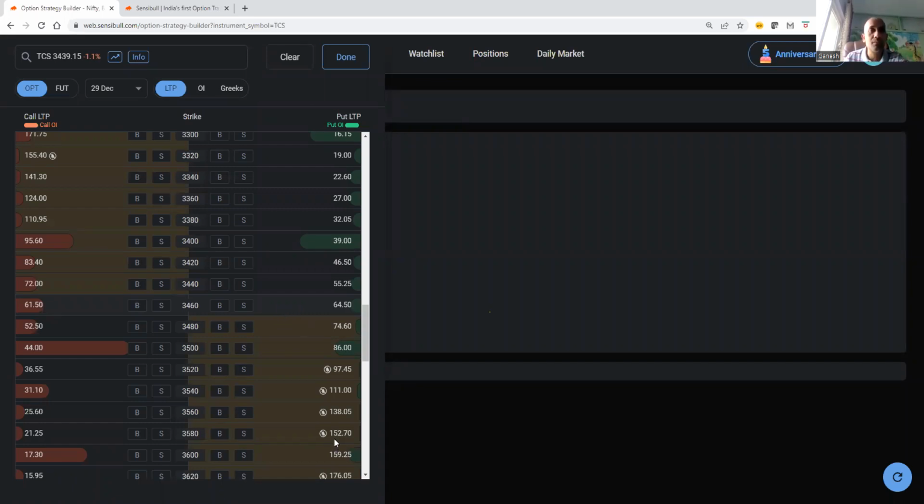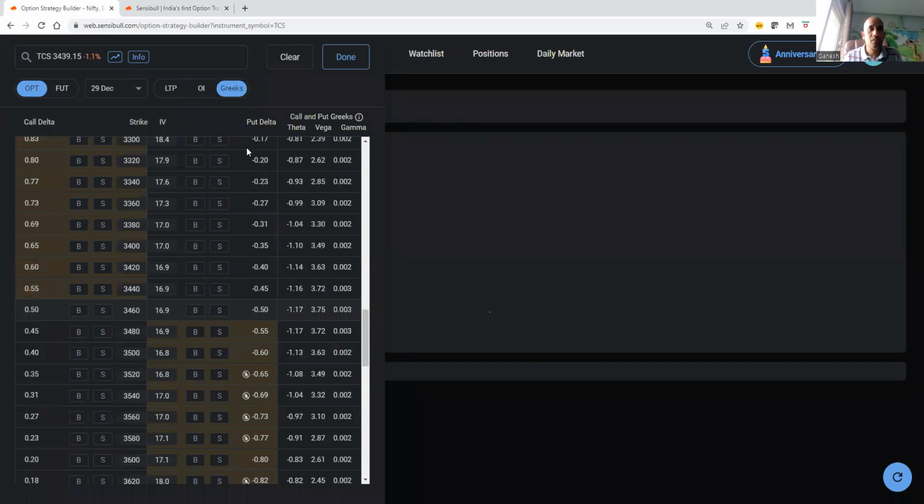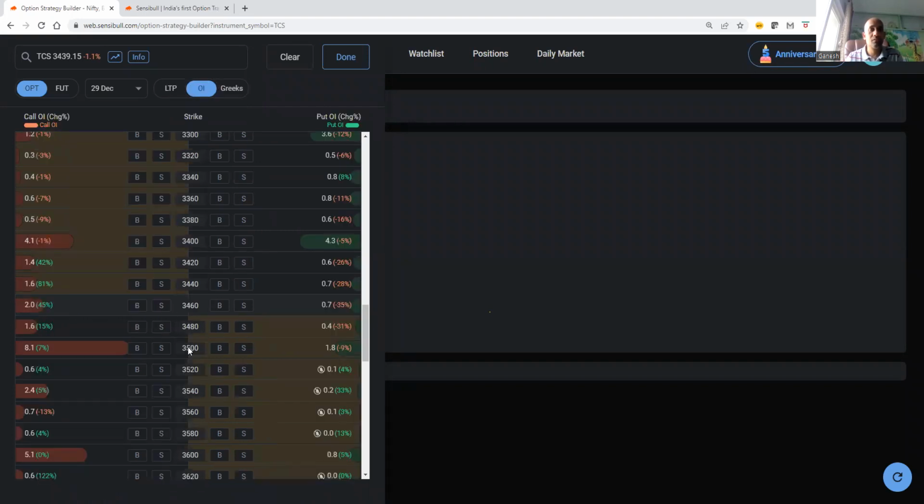After that, we were discussing what Greeks are available. Here you can choose which Greeks you want to see, and you can see the Greeks of those strikes. Do you want to see open interest? Yes, here you can see open interest. As I told you, my prediction is 3,500. What is my base for 3,500?